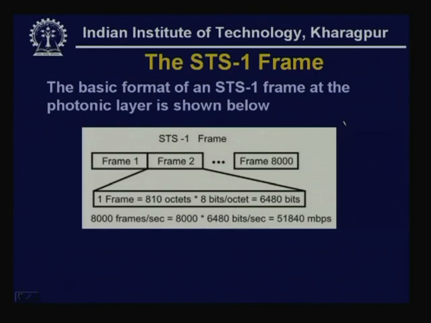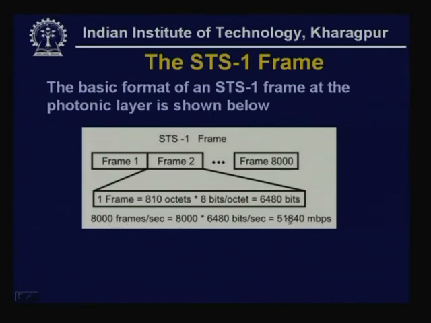So, this is the basic STS1 frame format at the photonic layer. Here, as you can see, a single STS1 signal comprises 8000 frames. One after the other these frames are sent, frame 1, frame 2, then frame 8000. Each frame is divided into 810 octets, and each octet has 8 bits. So, a single frame comprises 6480 bits, and these 8000 frames are sent per second.